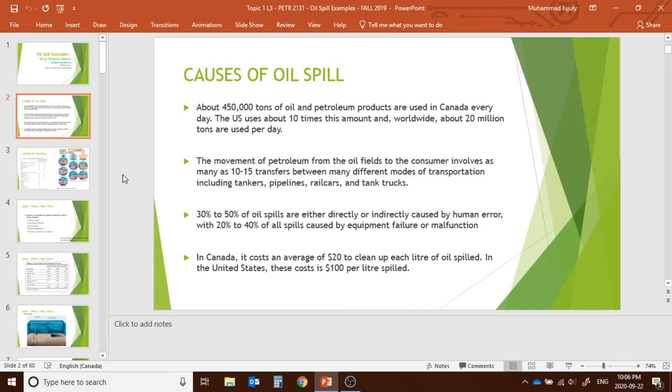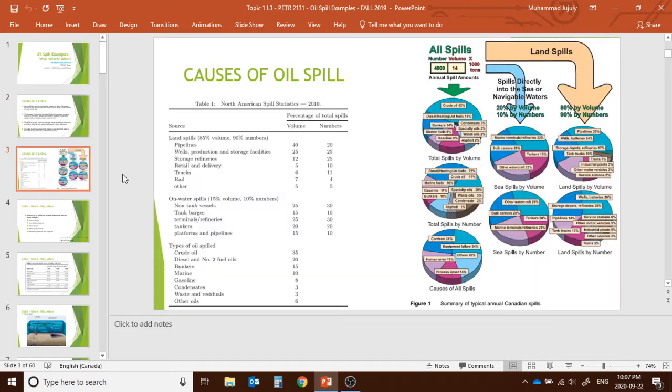So 30 to 50% of oil spills are either directly or indirectly caused by human error, and 20 to 40% of oil spills are caused by equipment failure or malfunctions. In Canada, the cost to clean up each liter of oil spill averages $20. Can you imagine that? It's very high. And in the United States, the cost is nearly $100 per liter of oil spilled. So as you can see, it's a very high cost involved.